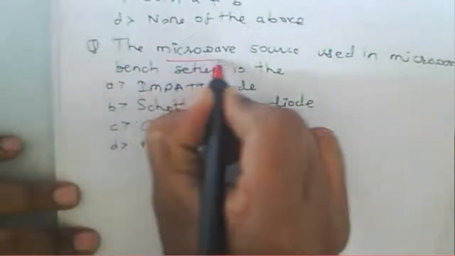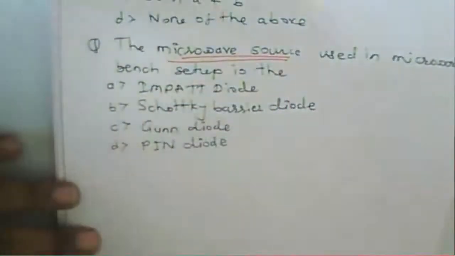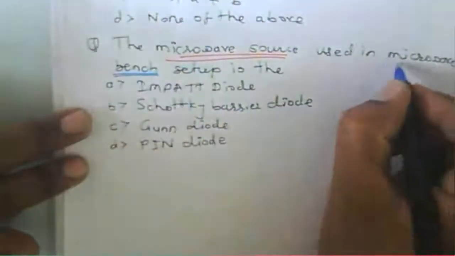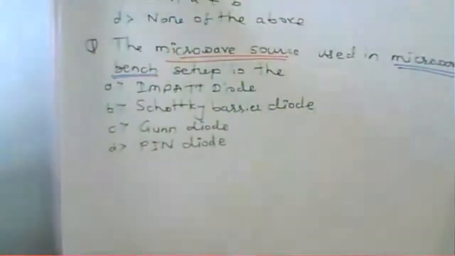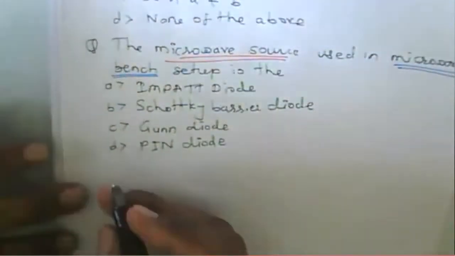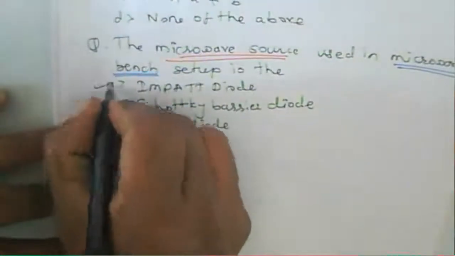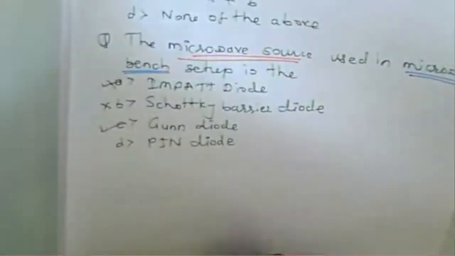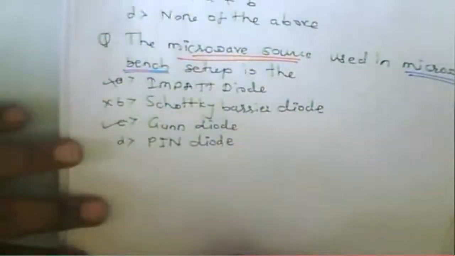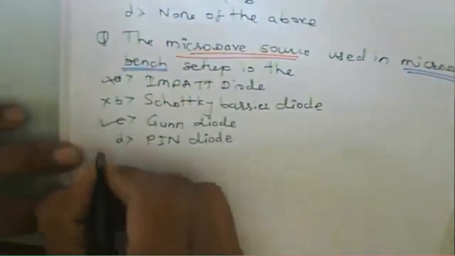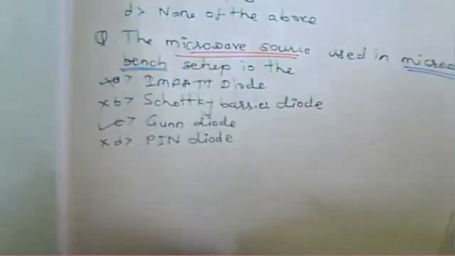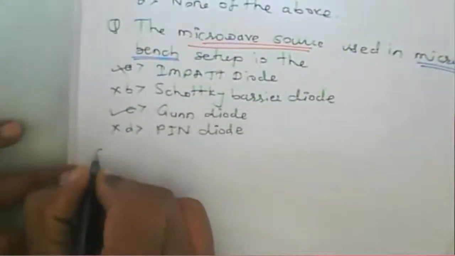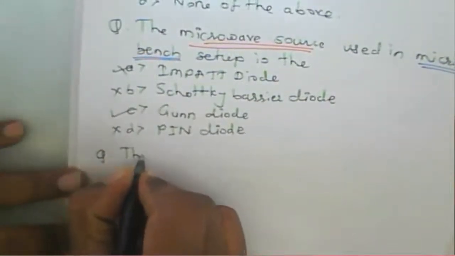We say that is about a source. The question is: a microwave source is used where? It is used in a microwave bench. Now the answer, correct, right? The IMPATT diode will not be used in a bench. We are using a Gunn diode, so that will be used as a source in a microwave bench. This is about the diode not used. Next question.